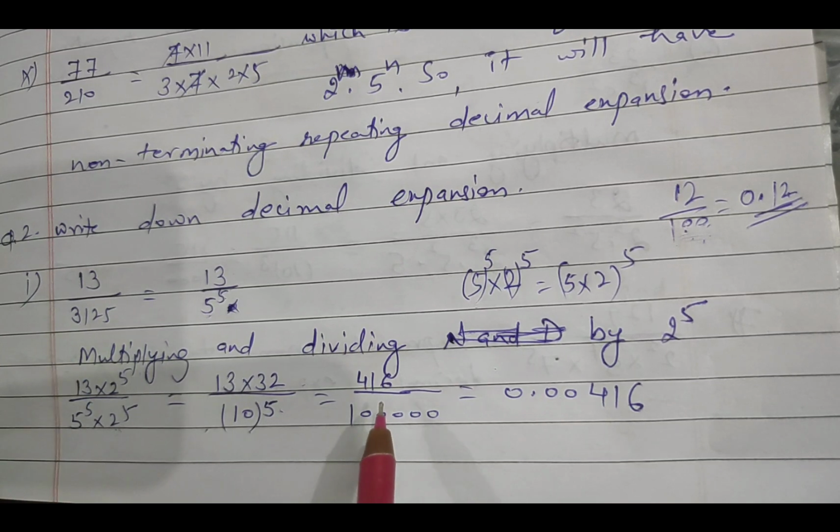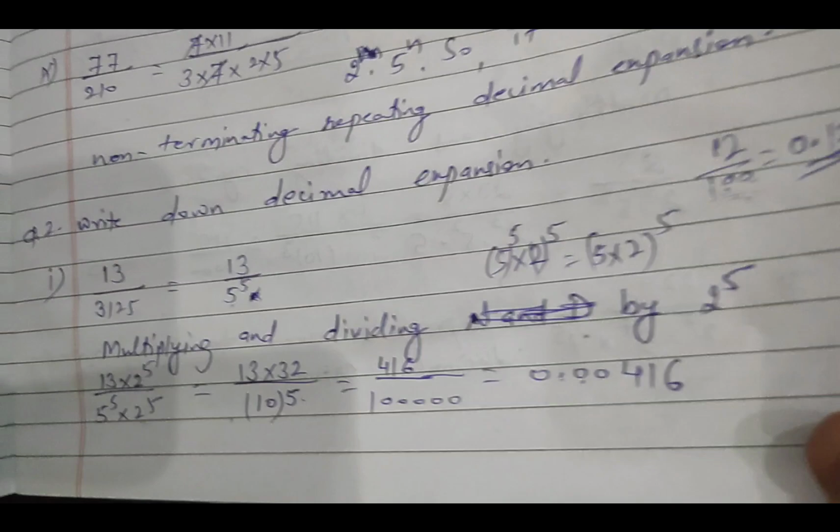Now it's very simple for me to convert into decimal. 1, 2, 3, 4, 5 digits, and after that the decimal. As there were only 3 digits, what did I do? 2 extra zeros, right? Question number 2.